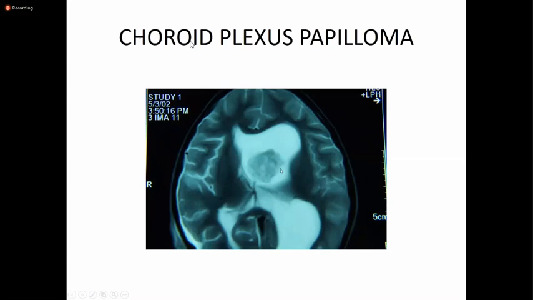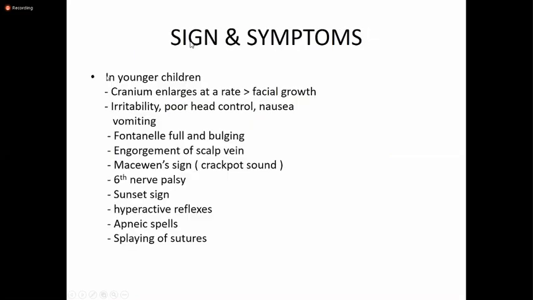This is another picture to show you another reason for hydrocephalus. Apart from obstructive hydrocephalus, there is hydrocephalus due to oversecretion, which is known as choroid plexus papilloma. This hydrocephalus is not due to obstruction. It is due to oversecretion of the CSF, which is leading to asymmetrical dilatation of the ventricular system. This is choroid plexus papilloma. So these were the etiologies of the hydrocephalus.